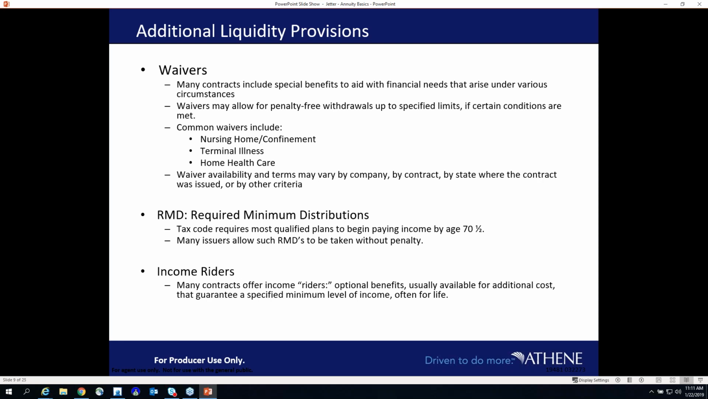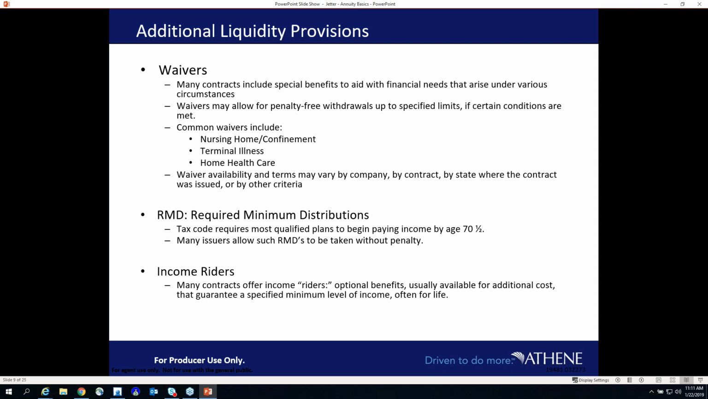At 70 and a half, the IRS will make your clients start taking the required minimum distributions out of their qualified accounts. Many issuers allow such RMDs to be taken without penalty, and that is true here at Athene. All RMDs are penalty-free, or at least the clients have the opportunity to take their RMDs penalty-free here. We don't penalize folks for taking a required minimum distribution.